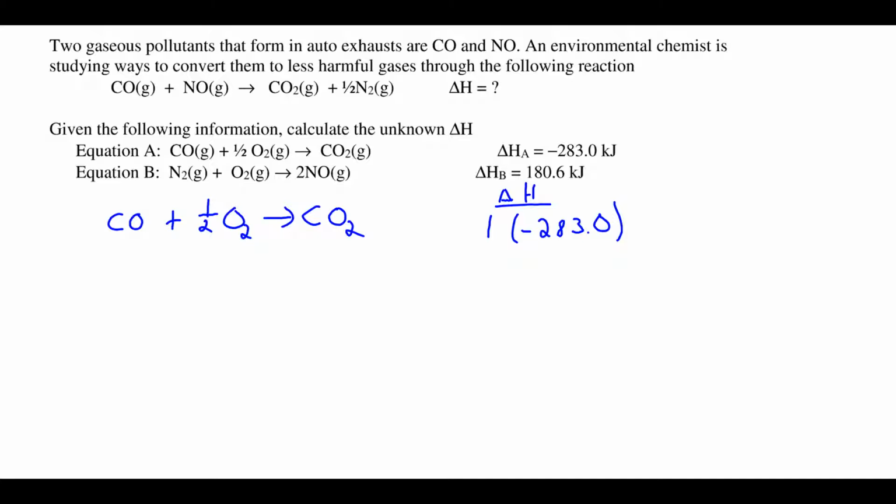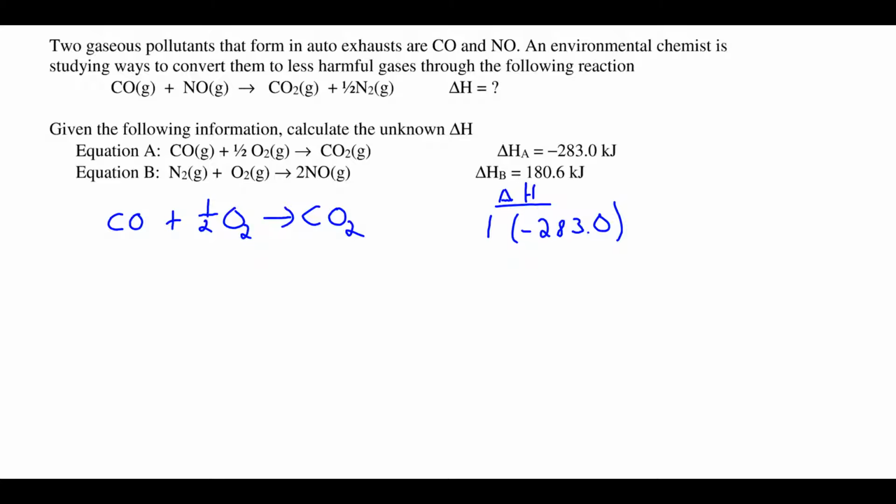Alright, so here's the equation rewritten, and we have the original value of delta H inside the brackets, and we're going to multiply it by 1 because we haven't done anything to this equation. We use it in the direction it's given, and we haven't changed any of the coefficients.